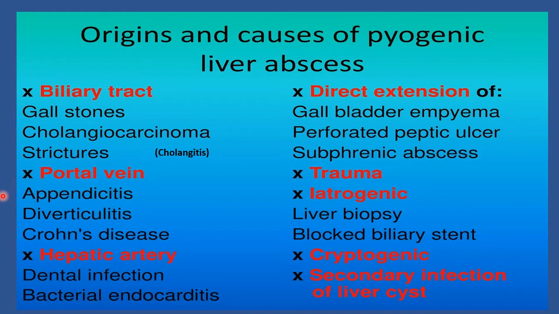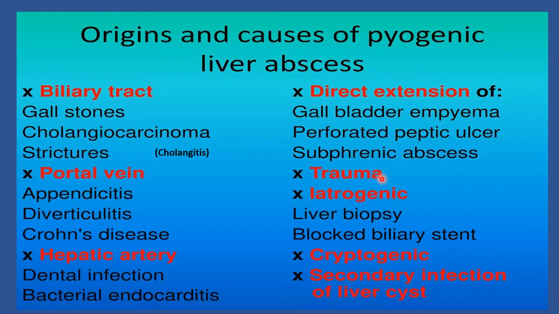Next is the portal vein. The spread of the infection through the portal vein from infections in the abdomen, such as appendicitis, diverticulitis, Crohn's disease, and other infection sources of peritonitis in the abdomen. Direct extension from the gallbladder, perforated peptic ulcer, and subphrenic abscesses are another important source of pyogenic liver abscess by direct extension.